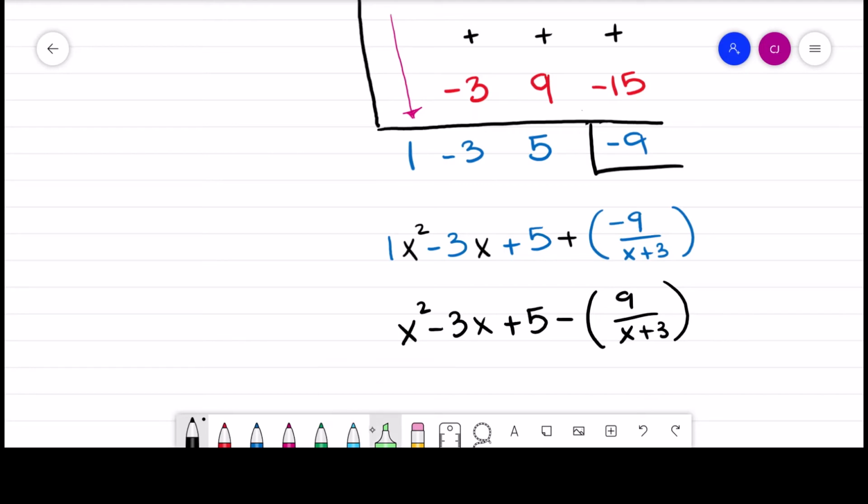And there you have it. This is our solution, or our quotient, to the synthetic division problem.